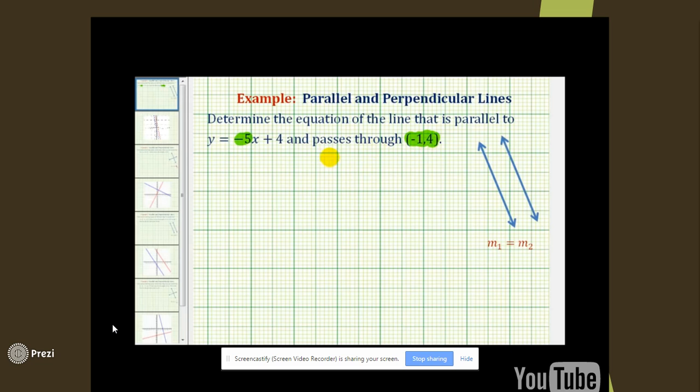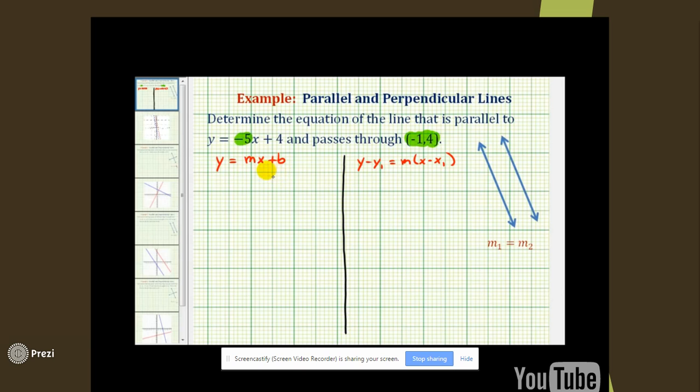Now there are two main ways of determining the equation of a line given the slope and a point. We can use just slope-intercept form, which is y equals mx plus b, or we could use point-slope form, which is y minus y1 equals m times the quantity x minus x sub 1. I'm going to go and show this both ways.